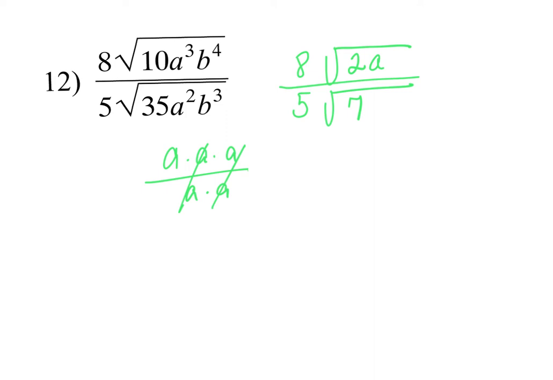So now I look at my B's. I have 4 B's on top and 3 B's on bottom. What am I going to end up with? 1 B on top. All right. Does everybody see? All right.